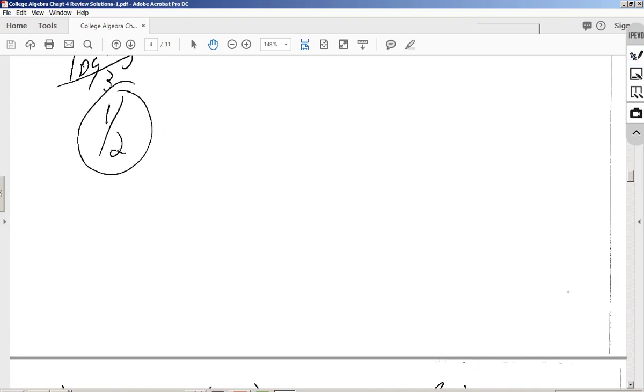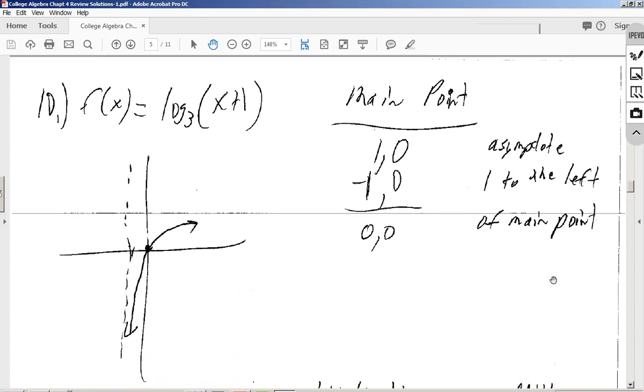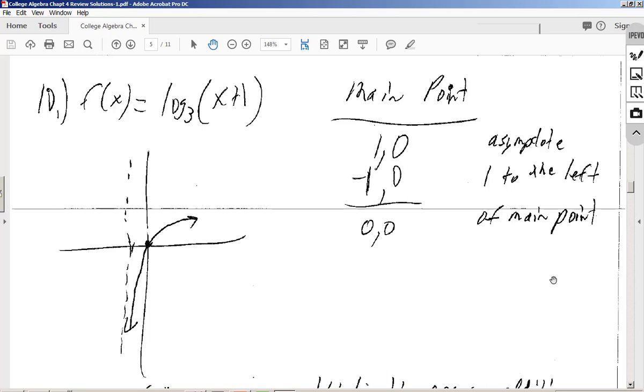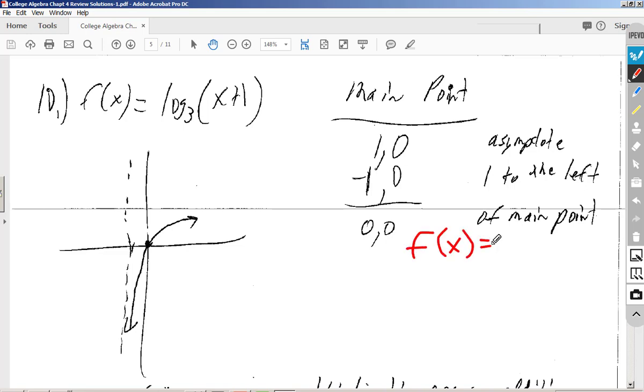On this next problem, number 10 says, use the graph of log base 3 of x to obtain the graph of f of x equals log base 3 of x plus 1. So just over here, I'm going to remind myself what a normal logarithmic graph is. So right over here, I'm going to graph f of x equals log base 3 of x. Remember, this is your basic logarithmic graph.